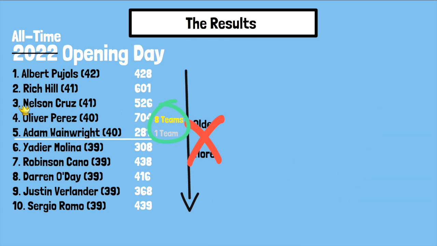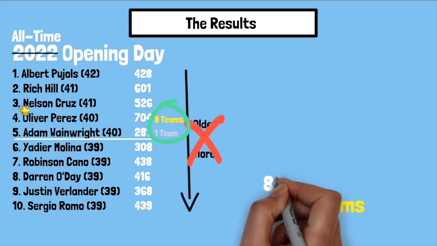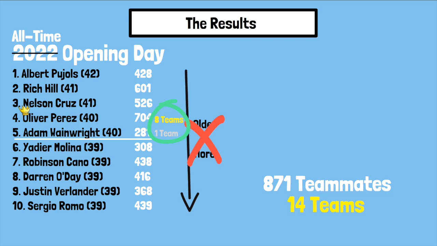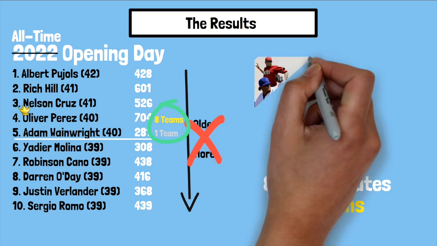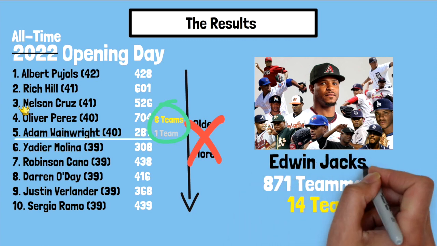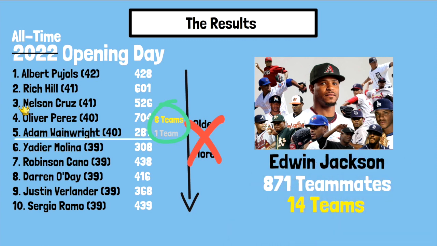Any guesses on who? Pause the video now and leave your guesses in the comments below. The player who I have determined to have the most teammates is the only player in MLB history to have played for 14 different teams, with a whopping 871 teammates. The one and only Edwin Jackson. And that's it. That's my answer. Edwin Jackson has had the most teammates per my research in MLB history.